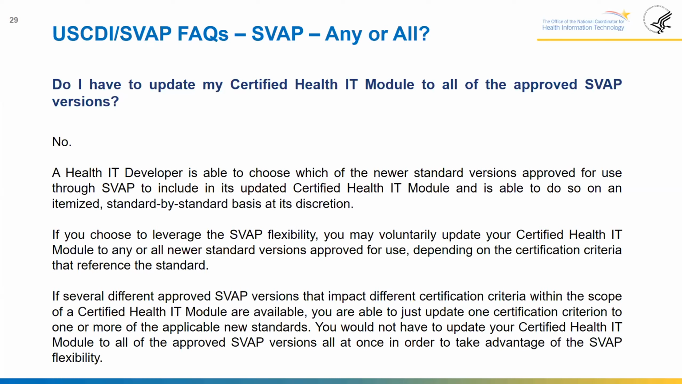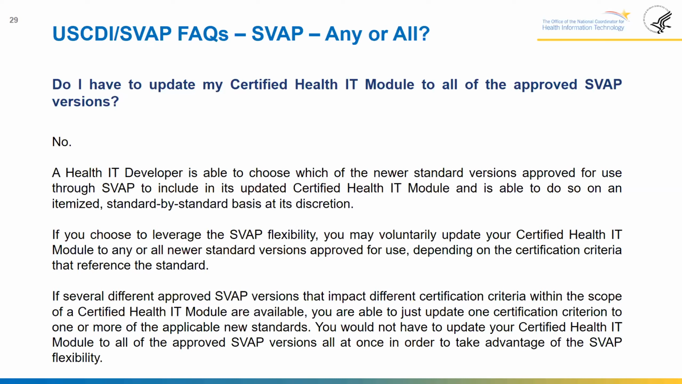To expand on this a bit, with the approved standards for 2020, none of the newer standard versions impacted more than one certification criterion. So if you have a module certified to, or that you'd like to certify to, any of the 3 criteria, which again were C3, E1, and F7, you could leverage SVAP to update or not update each of those as you see fit.